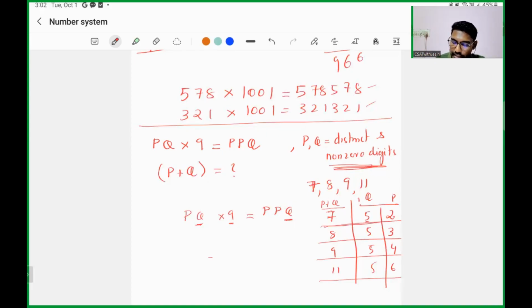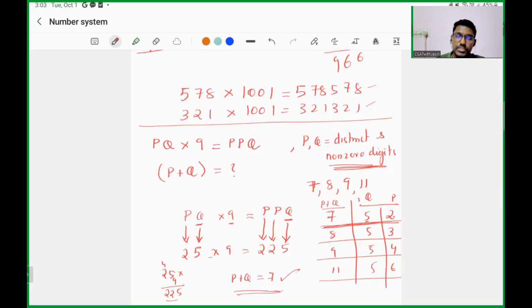Now if option A is correct, p is 2 and q is 5. That means p is 2 and q is 5. 25 into 9, just check what 25 into 9 is. 25 into 9: 5 into 9 is 45, write 5, carry 4. 9 into 2 is 18, plus 4 is 22. So 225. So this is actually satisfying, right? So p will be 2, q will be 5, and p plus q will be 7. So this is the right answer.